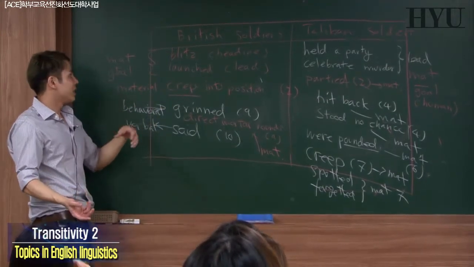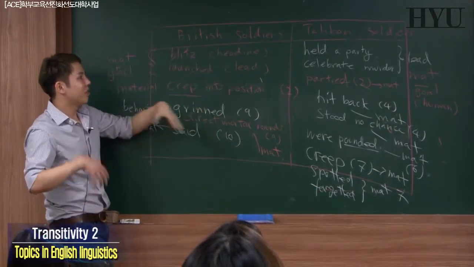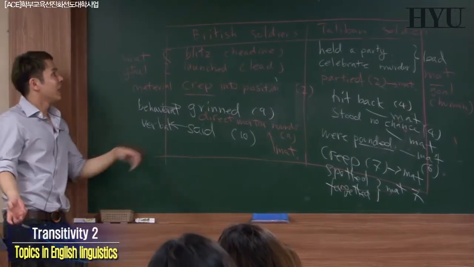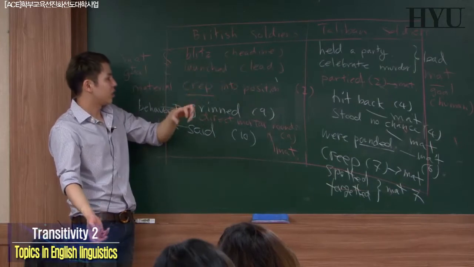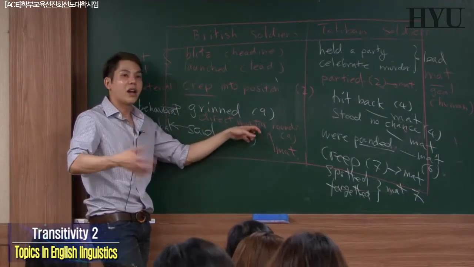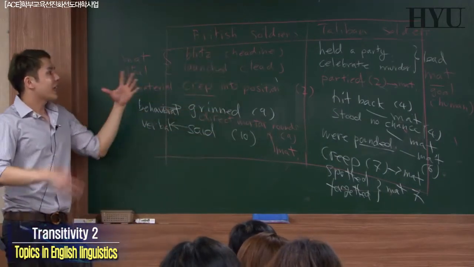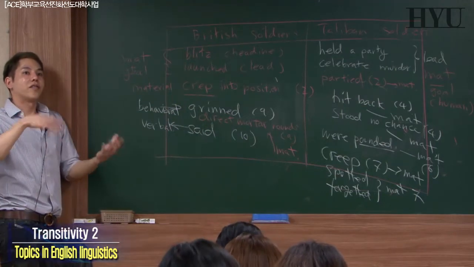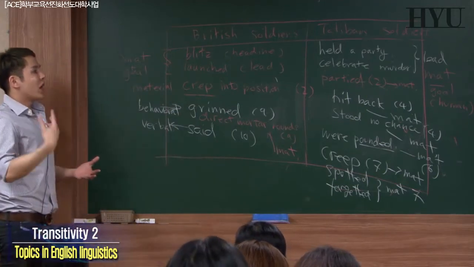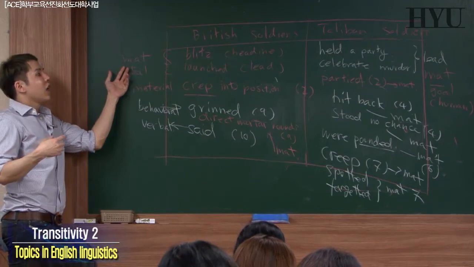If you look at the difference, you see that on the British soldier side, all the material processes involve some kind of military operation, precise military operation, including the bombing, the launching, the creeping into position, and directing the cannon to the other side. So they involve acting upon a goal and involve precise, sophisticated, well-thought-out military operations.